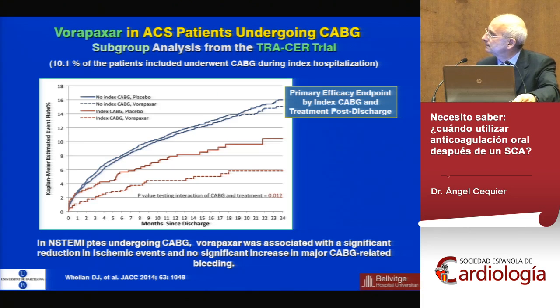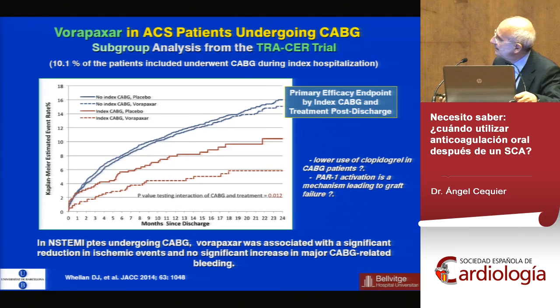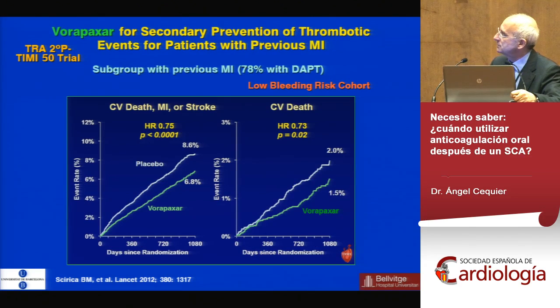Estos son datos del estudio TRACER con vorapaxar, pero referido a pacientes que en el estudio fueron sometidos a cirugía coronaria. Es un aspecto muy interesante porque estos pacientes mostraron una marcada reducción en la tasa de eventos isquémicos cuando fueron randomizados a vorapaxar. Es enigmática también la explicación de este fenómeno. Es posible que la indicación de cirugía condicionara un menor uso de clopidogrel y entonces quedó el vorapaxar como fármaco antiplaquetario, digamos, más potente, o bien que la activación del PAR1, que inhibe el vorapaxar, sea un mecanismo en la obstrucción de los bypasses coronarios.